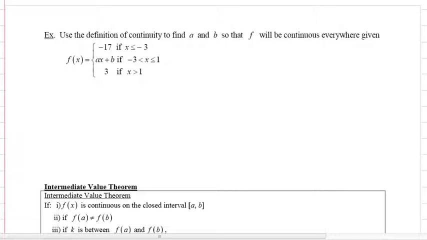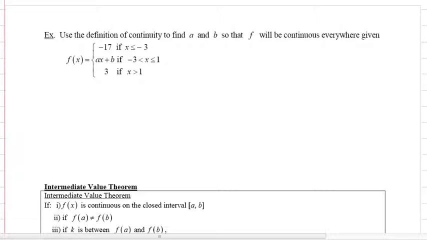Welcome to the second part of continuity and the intermediate value theorem. So now we're going to our last example of how to apply the definition of continuity to these functions. And here's our last example.